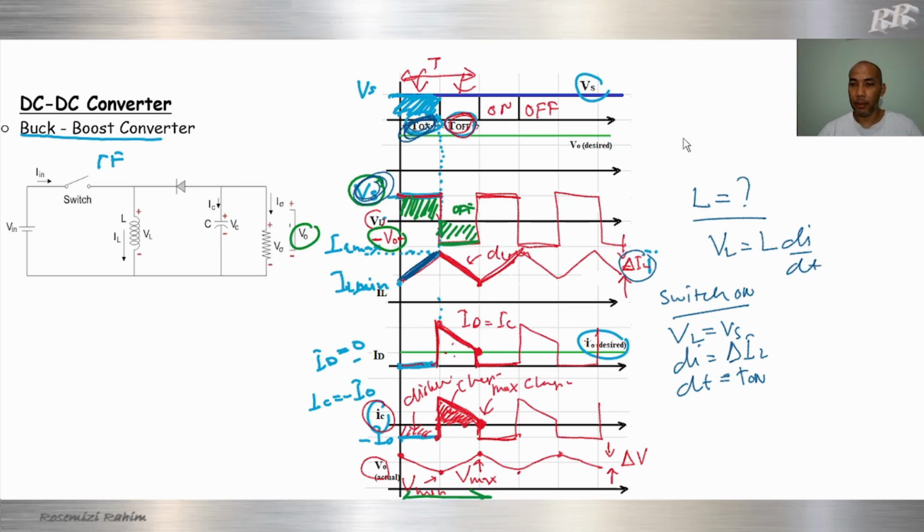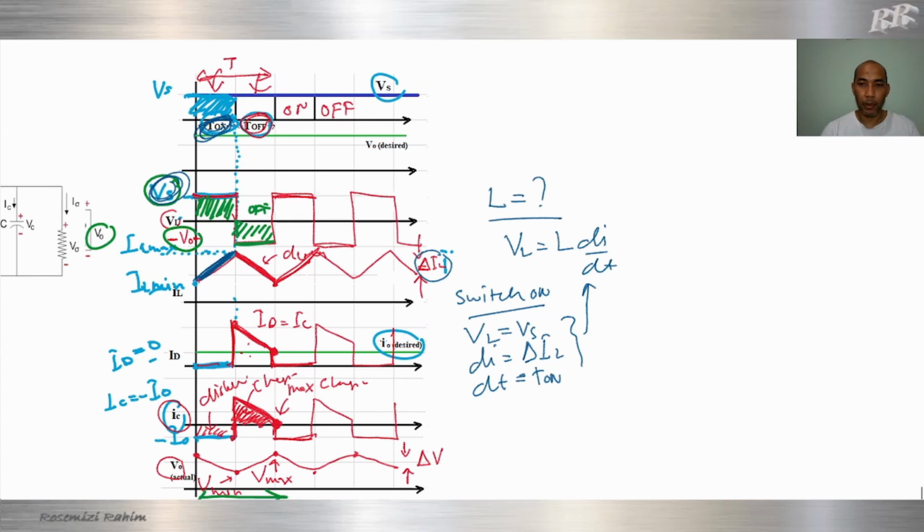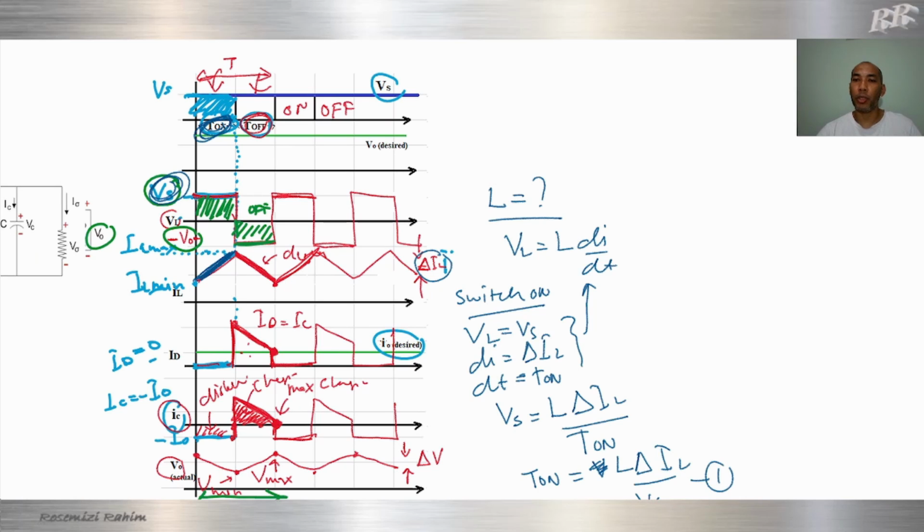So we substitute these into the equation. VL is equal to Vs, L di is equal to delta IL, dt equal to T on. So we arrange it: T on equal to L delta IL over Vs. This is equation number 1.